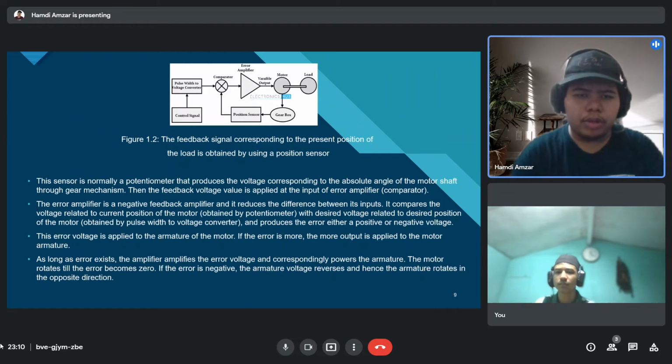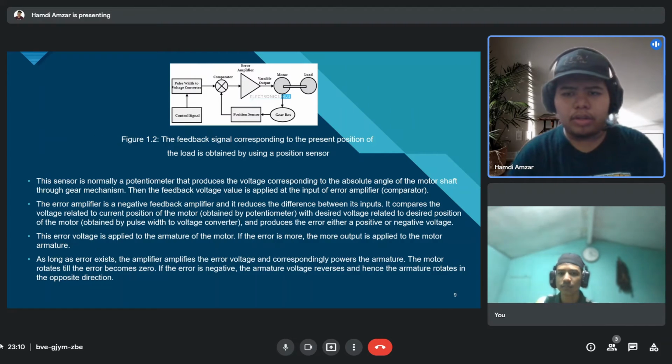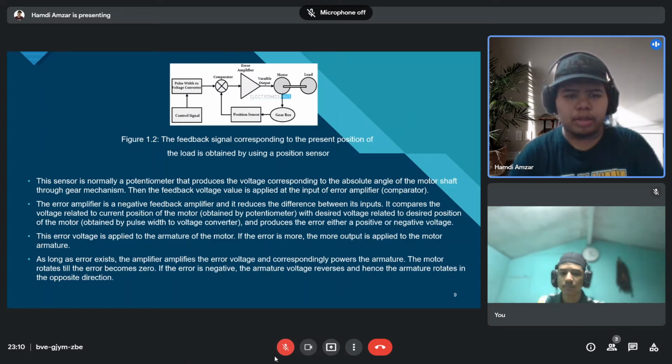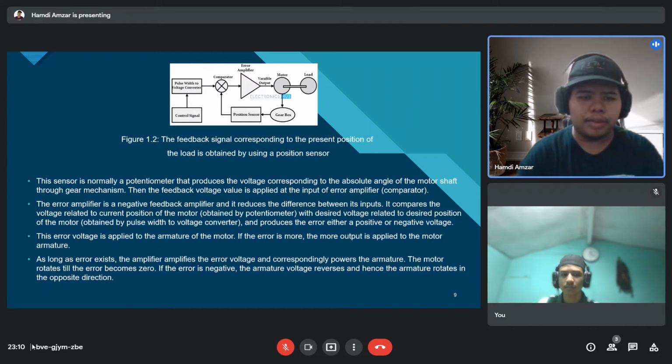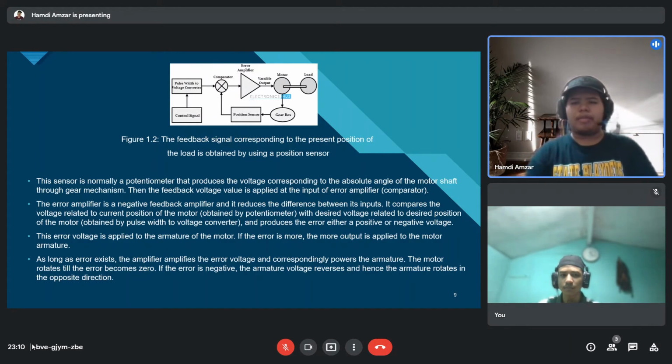Figure 1.2. The feedback signal corresponding to the present position of the load is obtained by using a position sensor. This sensor is normally a potentiometer that produces the voltage corresponding to the absolute angle of the motor shaft through a gear mechanism. Then the feedback voltage value is applied at the input of the error amplifier or comparator.